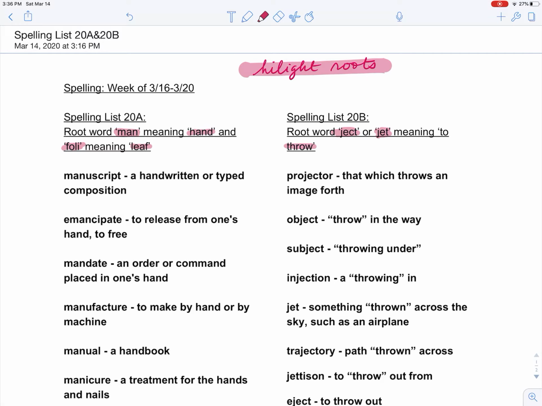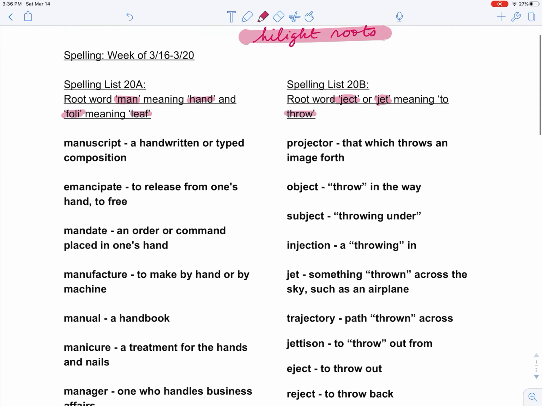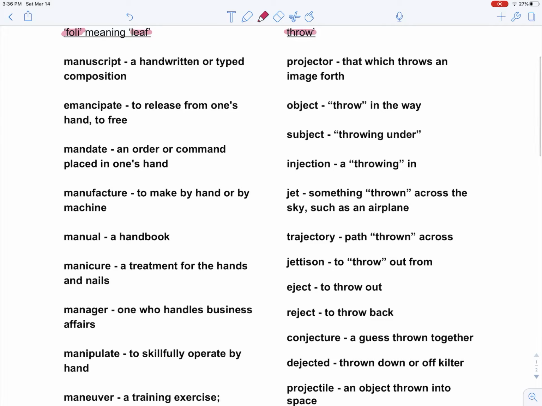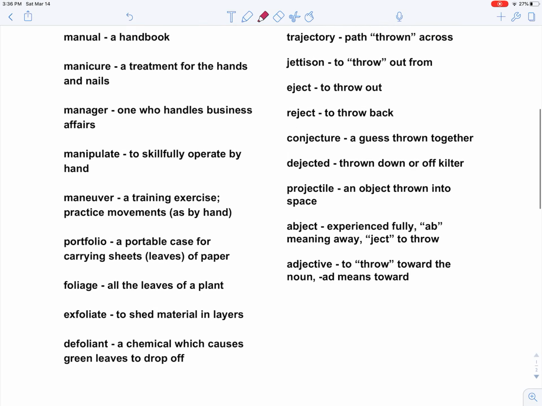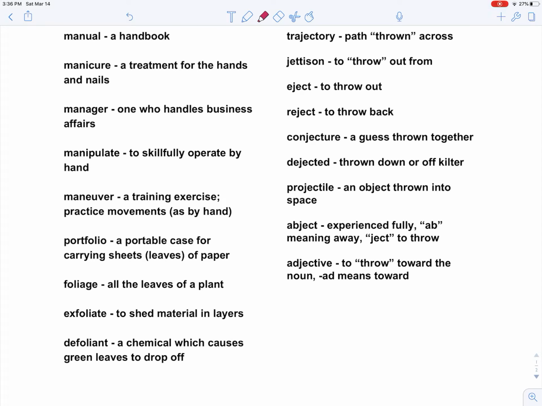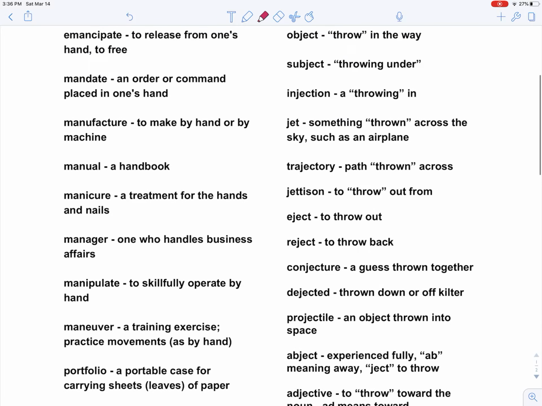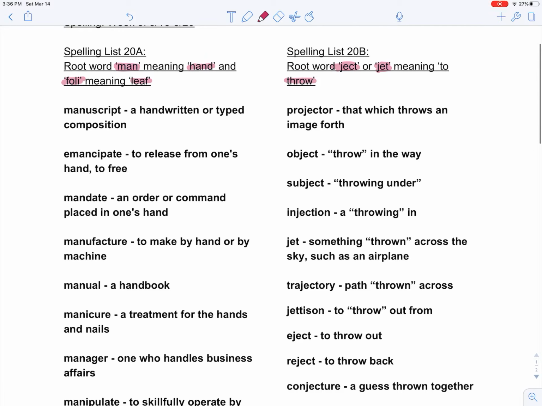So get ready to repeat after me. Here we go. Manuscript, emancipate, mandate, manufacture, manual, manicure, manager, manipulate, maneuver, portfolio, foliage, exfoliate, and defoliant.